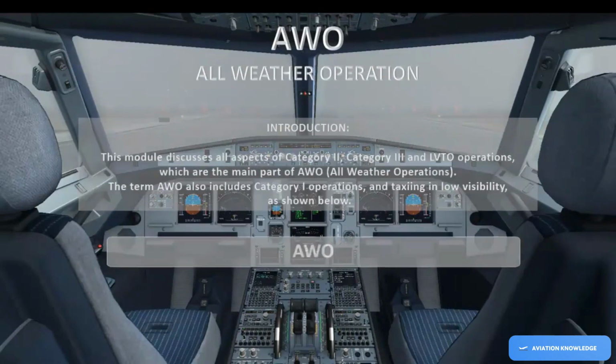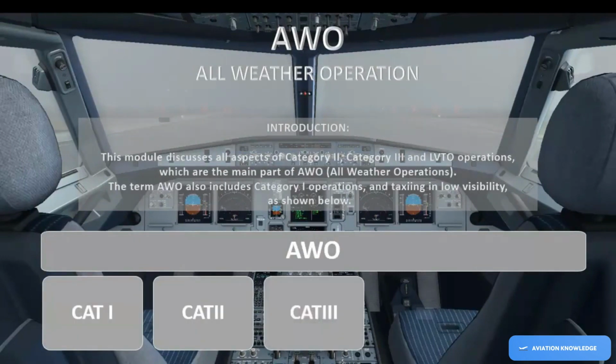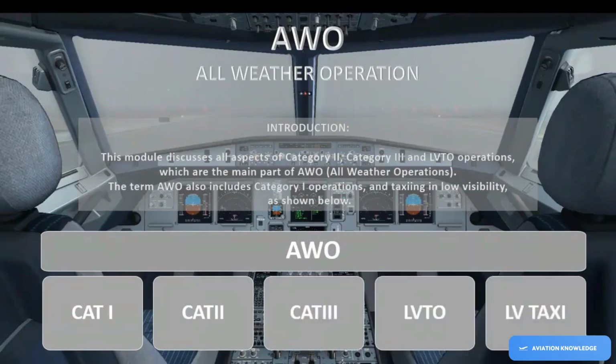Introduction. This module discusses all aspects of Category 2, Category 3 and low visibility takeoff operations, which are the main part of all-weather operations. The term all-weather operations also includes Category 1 operations and taxiing in low visibility, as shown below.